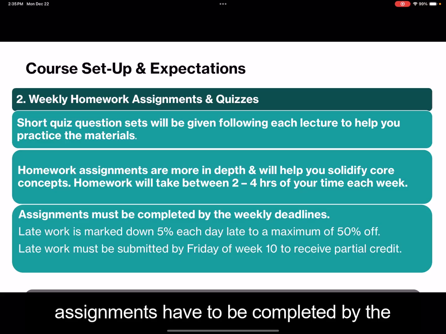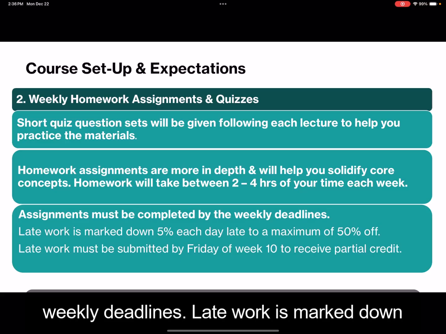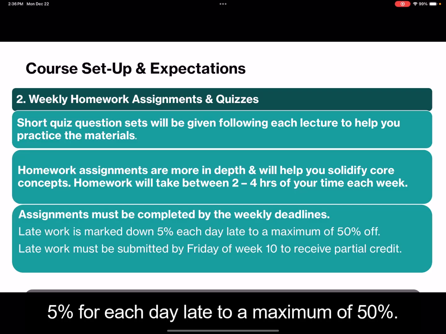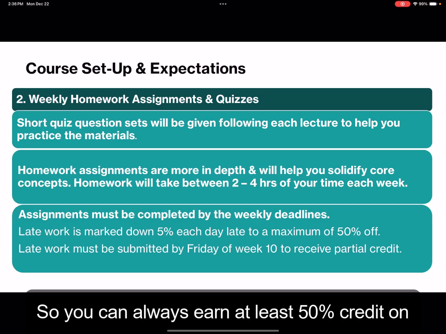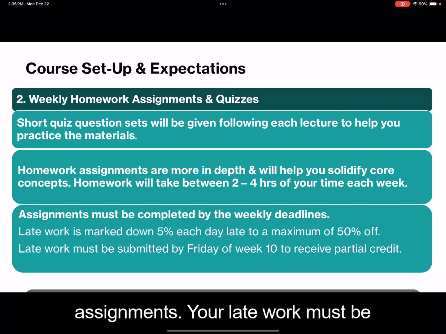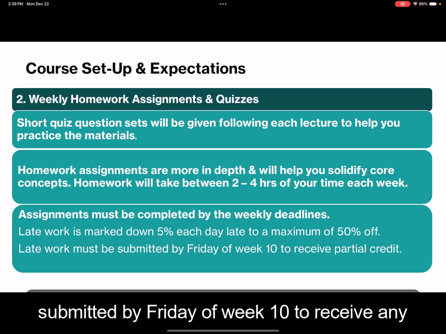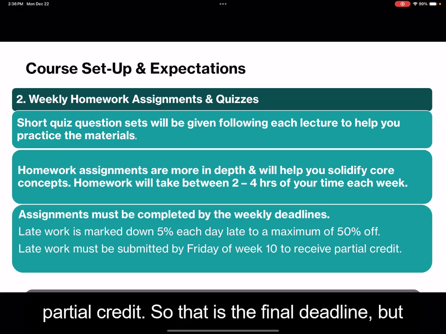So assignments have to be completed by the weekly deadlines. Late work is marked down 5% for each day late to a maximum of 50%. So you can always earn at least 50% credit on assignments. Your late work must be submitted by Friday of week 10 to receive any partial credit, right?